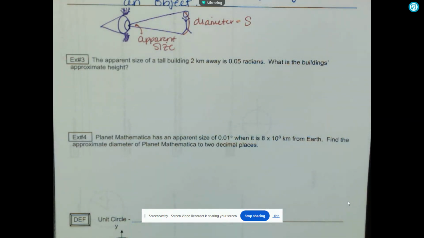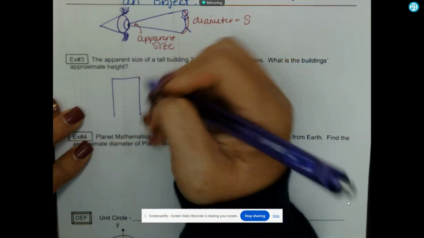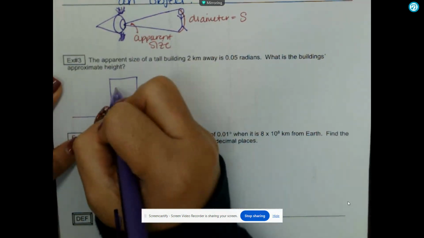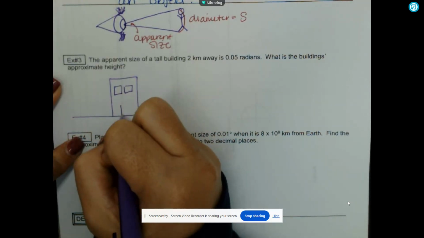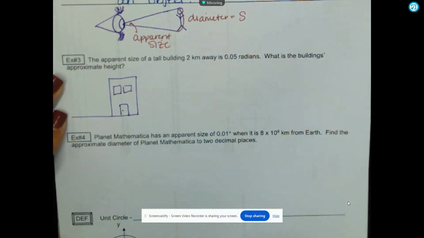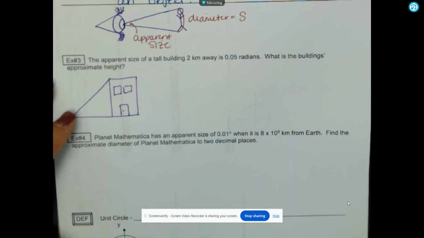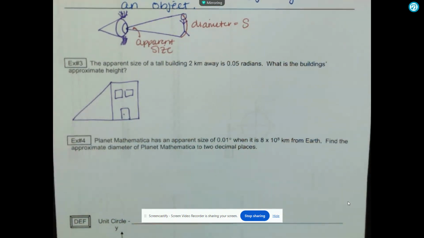All right, so example number 3: the apparent size of a tall building 2 kilometers away is 0.05 radians. Again, not art class, so don't judge me. Just draw my little building. My building's going to have 2 windows and a door. If you're on the first floor, you can't see out, sorry. So here's what they're saying for apparent size: a tall building 2 kilometers away.